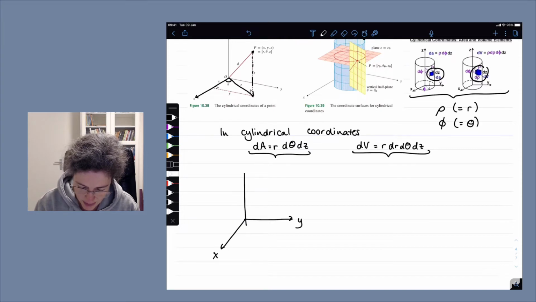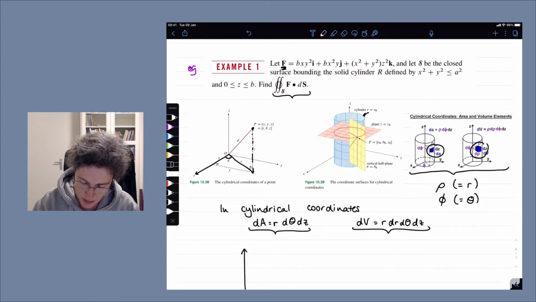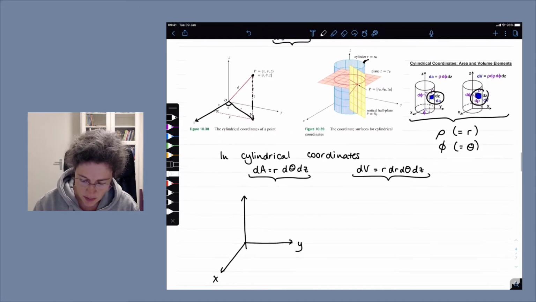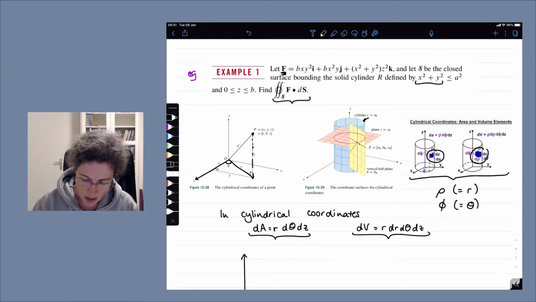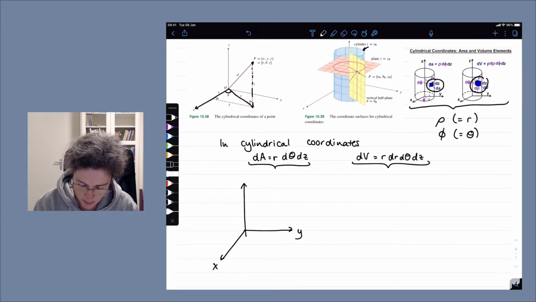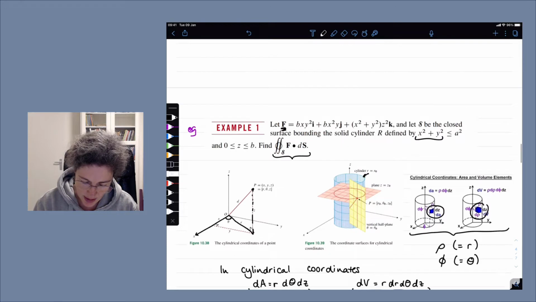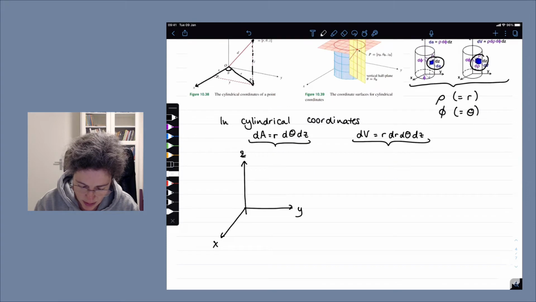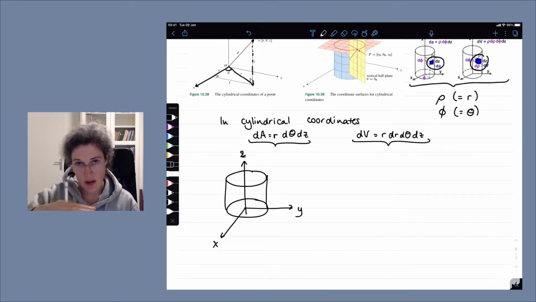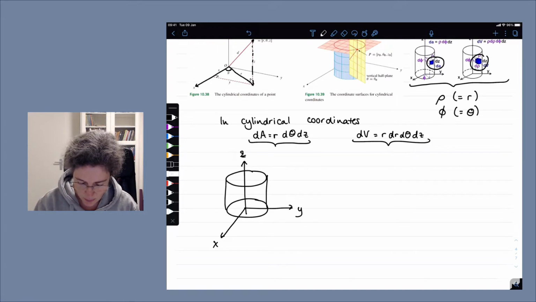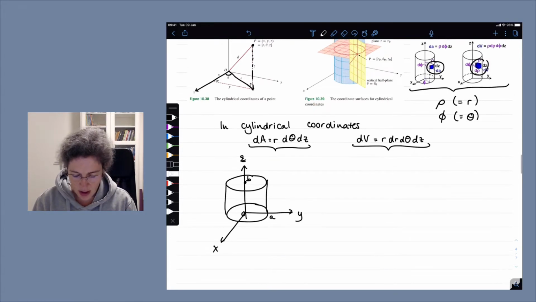Okay, so here's an x, y, and a z. What does our cylinder do? So the radius of the cylinder has to be less than a squared, and we're centered around the z-axis, and the height of our cylinder is going from 0 to b. So we've got a cylinder doing roughly something like this. It's sitting on the xy plane, so it's going from 0 up to a height of b, and it has a radius of a.